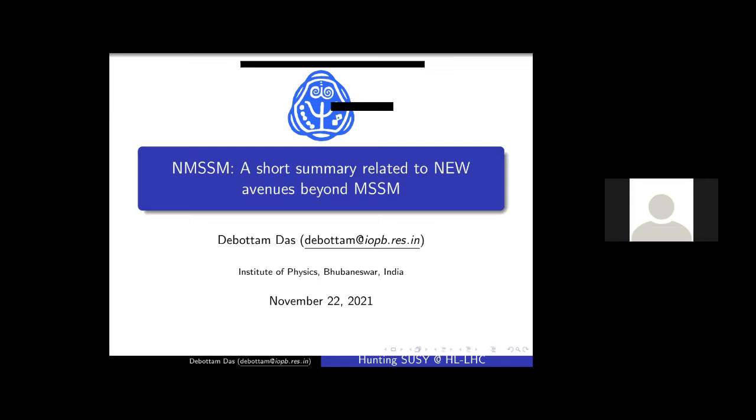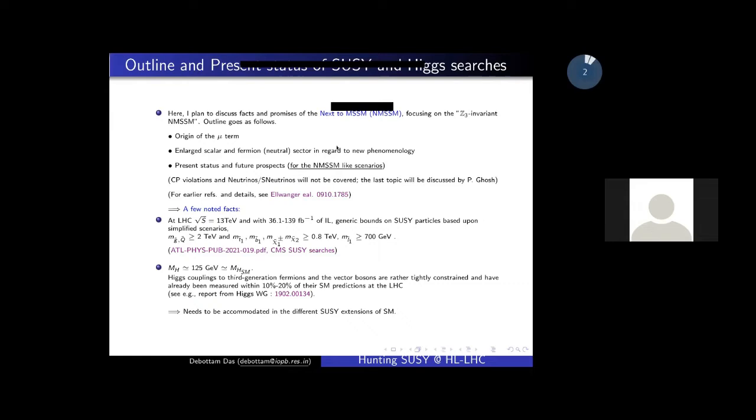So today I'll be speaking about the next-to-minimal supersymmetric standard model. I'll mainly talk about the new avenues beyond the MSSM. So okay, let me proceed. Here the outline of my talk is as follows.